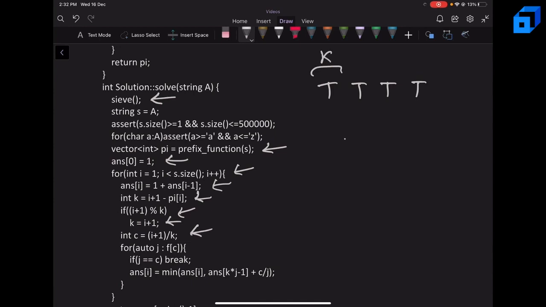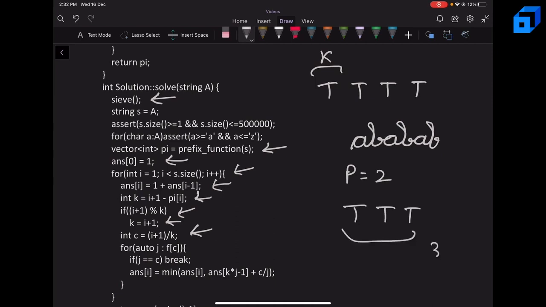So for example, for AB, we get the period as 2, p is 2. So we can divide it into 3 copies of t. So c actually stores, c will be 3 in this case. c actually stores how many copies, the maximum number of copies we can divide our string into.